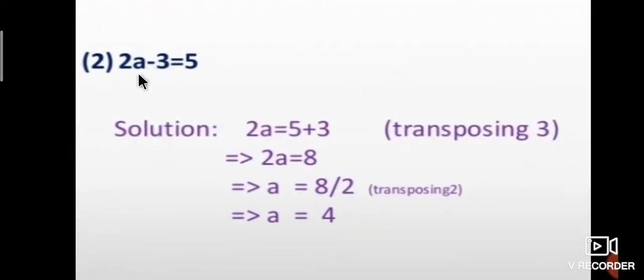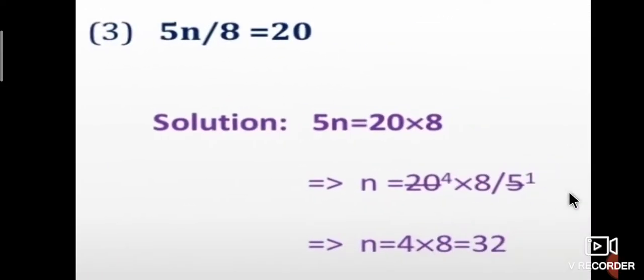Again, the next problem is 2a minus 3 is equal to 5. Solution: 2a is equal to 5 plus 3. Here, transpose minus 3 from LHS to RHS, it becomes plus 3. 2a is equal to 5 plus 3, which is 8. Therefore, a is equal to 8 by 2. 2 fours are 8, a is equal to 4 is the solution of the equation.